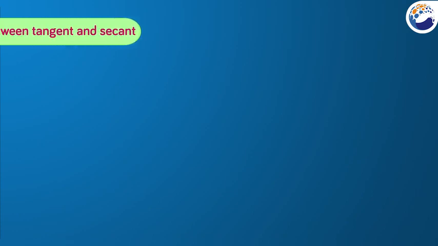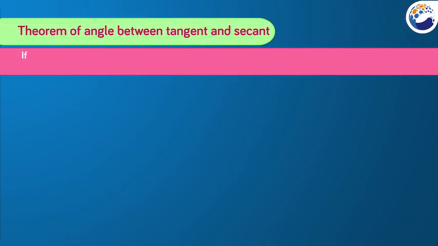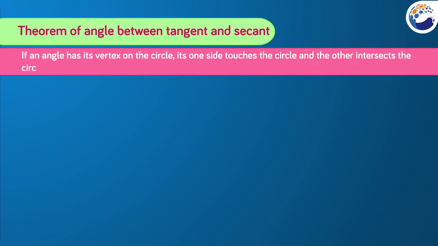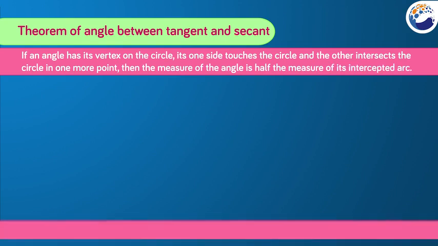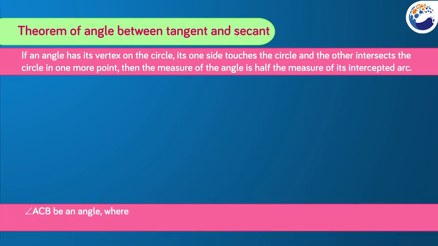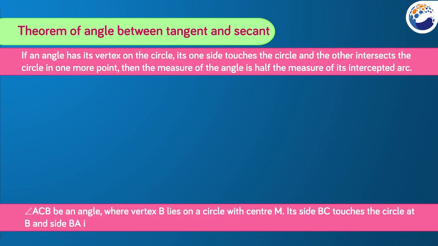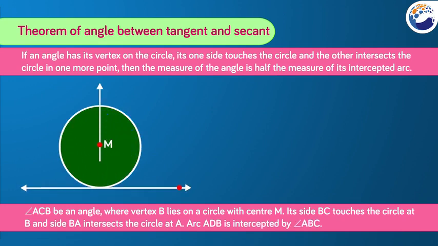Theorem of angle between tangent and secant. If an angle has its vertex on the circle, its one side touches the circle and the other intersects the circle in one more point, then the measure of the angle is half the measure of its intercepted arc. Let ABC be an angle where vertex B lies on a circle with center M. Its side BC touches the circle at B and side BA intersects the circle at A. Arc ADB is intercepted by angle ABC.